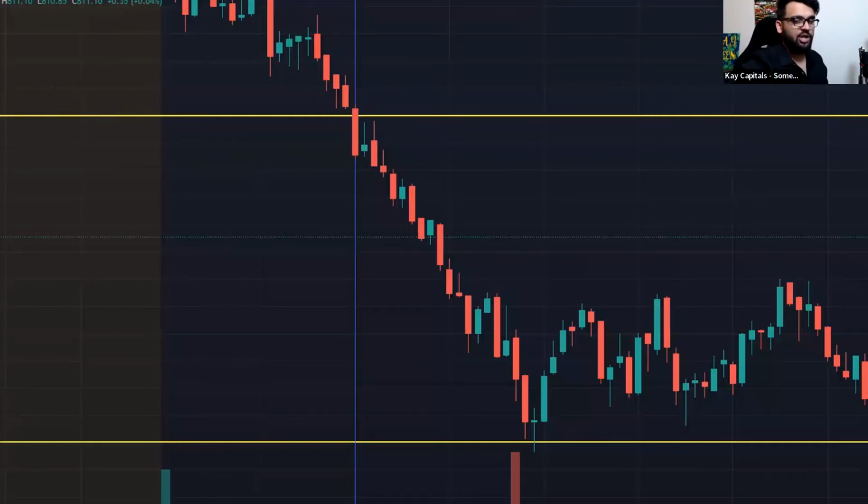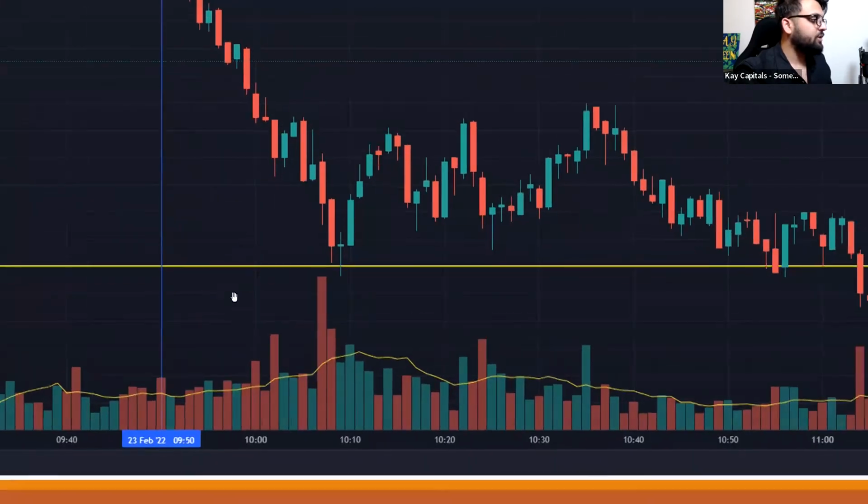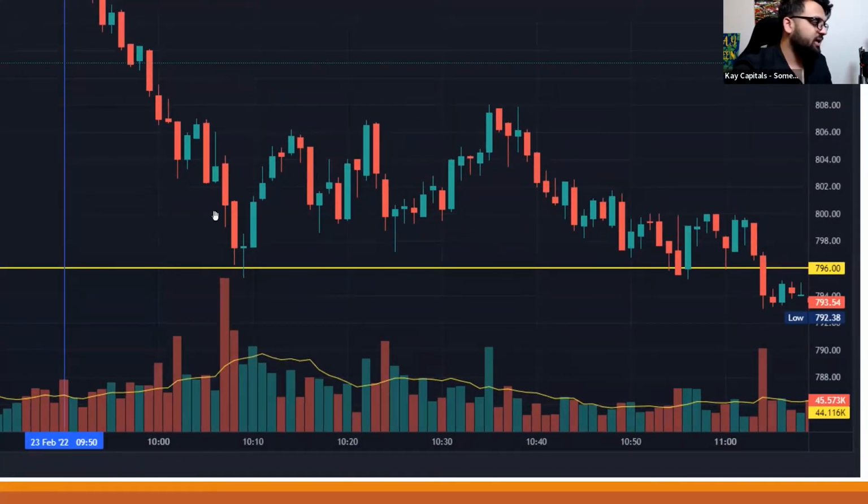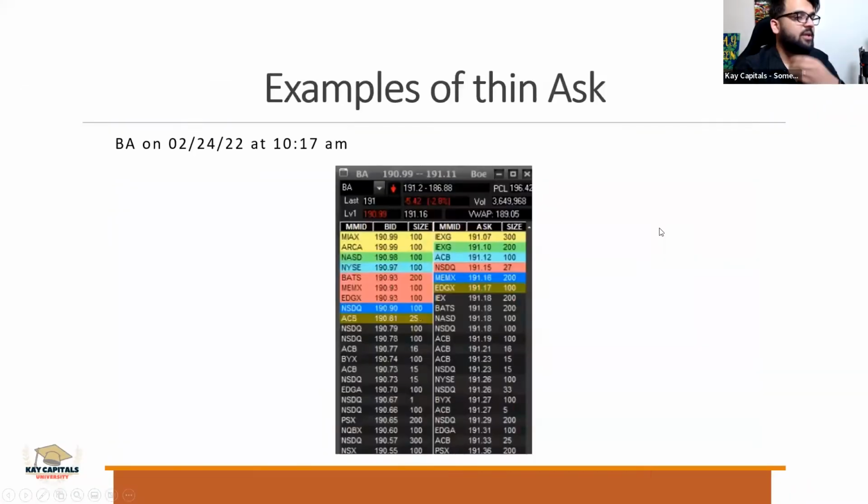What did I do? I jumped in my puts and I got the move down until we saw a stack, which I showed you guys before, 796, and we bounced $10 on it. So this is an example of a thin bid, right? Now let's talk about thin asks. Look at this, 191. There's nothing. There's nobody sitting there to stop the price.